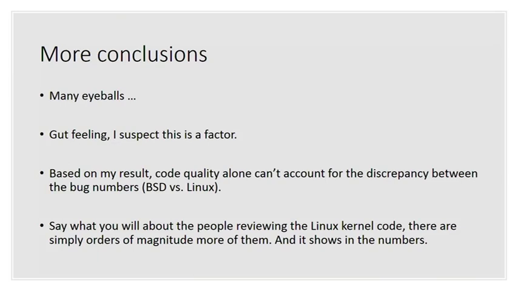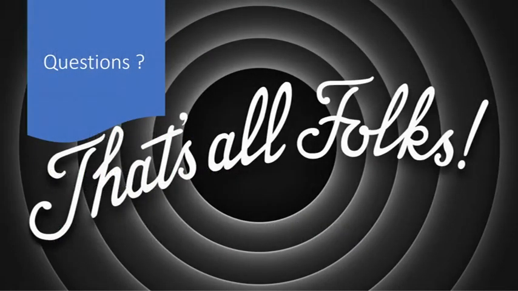Right, I mean, you can say what you want about the people writing the Linux kernel, but there are just orders of magnitude more people looking at that code. They're just going to find more bugs. And it shows in the numbers. And, yeah, that's pretty much it.